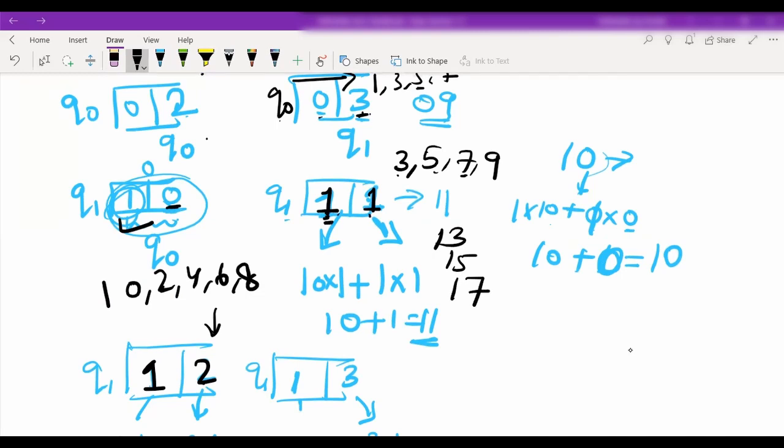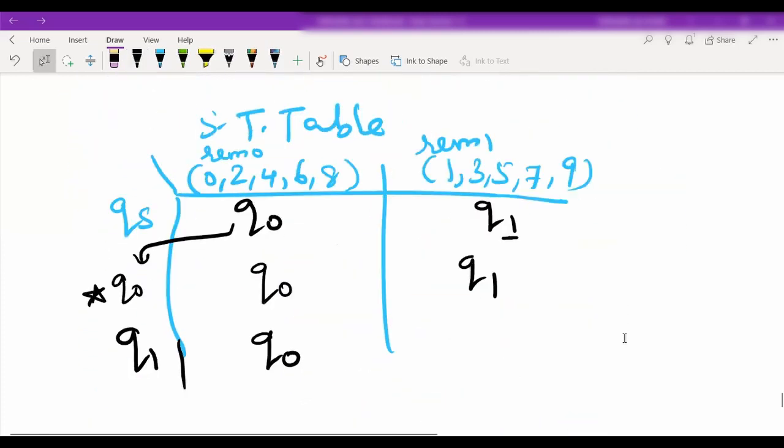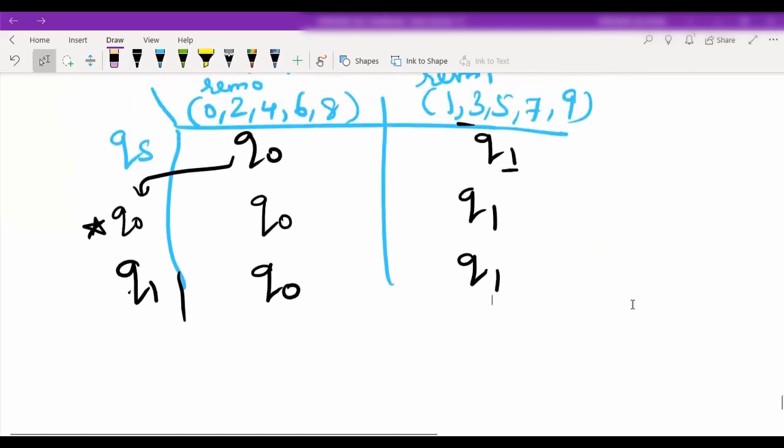At the 10th place we have 1, at the unit place we have 9, so we are making 19. Are the numbers 11, 13, 15, 17 and 19 divisible by 2? No, they are leaving remainder 1. That's why Q1 on 1 goes to remainder 1. Okay, so the table is created. Now we will go and design the state transition diagram. First we will mark the initial state, which is marked by the QS state.